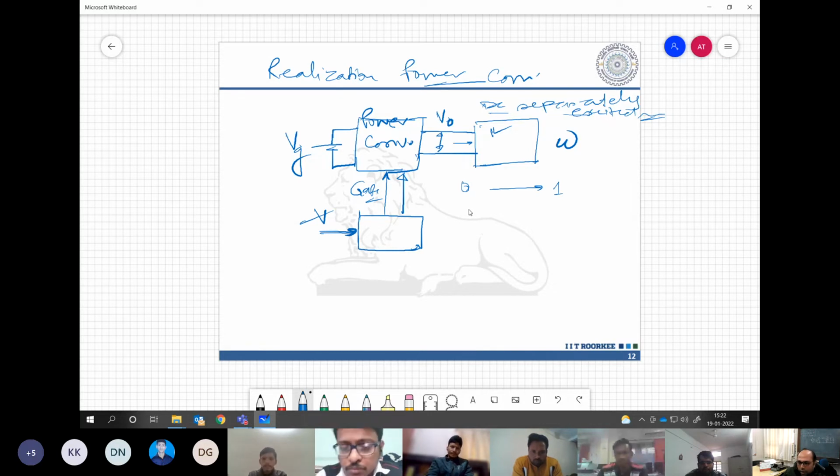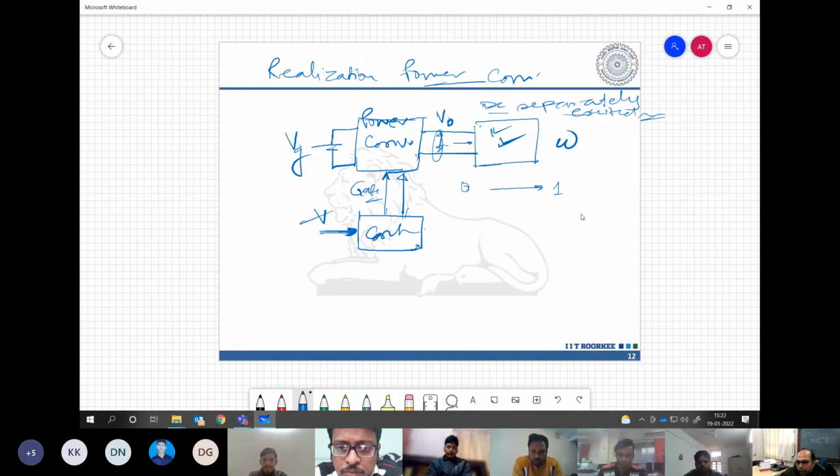Yes, sir. Correct. So if we simply have to operate this motor, it is okay, there is no problem. We can provide some reference voltage to our controller, and based on that it will give some gating signals, which will generate some output voltage here, and it will operate the motor.